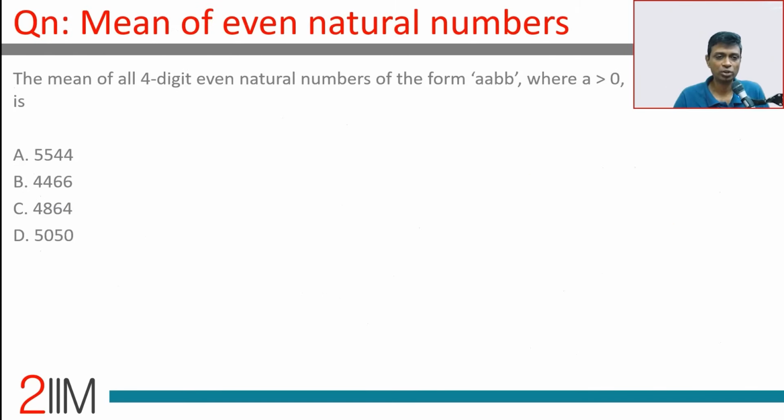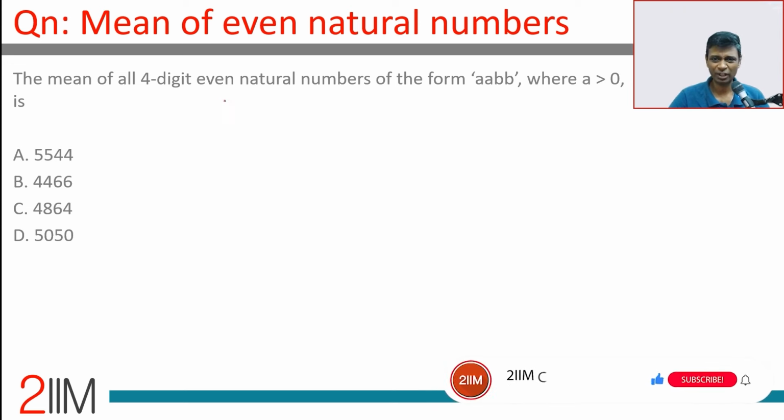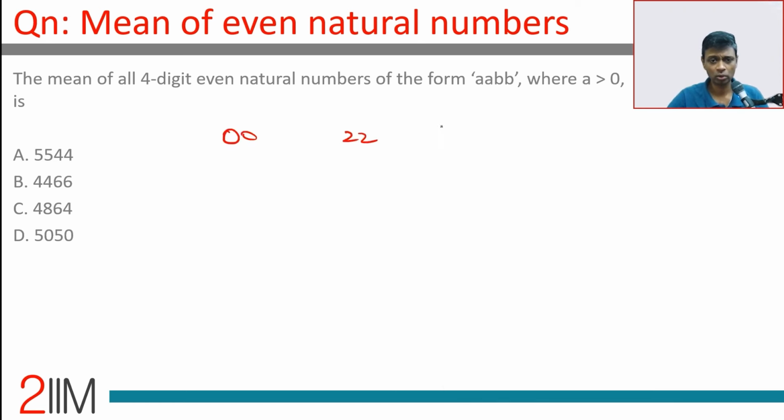The mean of all four-digit even natural numbers of the form AABB, where A is greater than 0. I spent a long time doing this. Luckily for me, I did not find any of these answers in the first three iterations. So therefore, I had to find the right answer. So it's an even number of the form AABB. So B has to be even: 0, 2, 4, 6, 8. A need not be even. A is greater than 0.